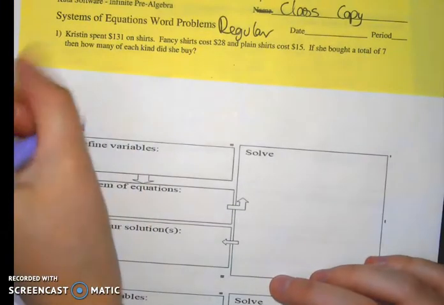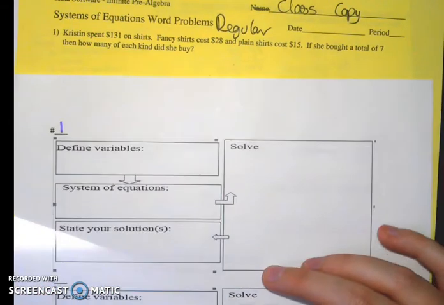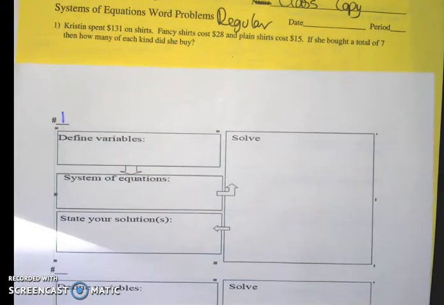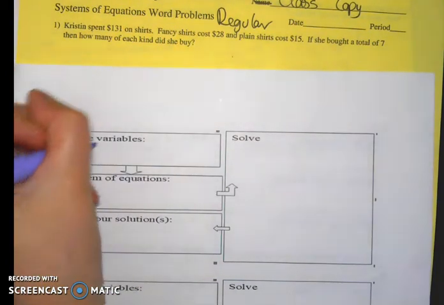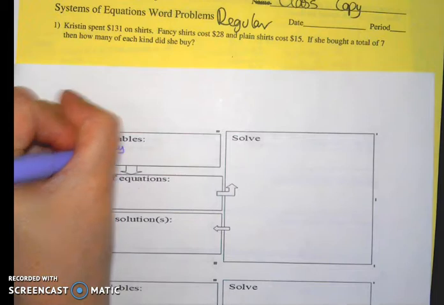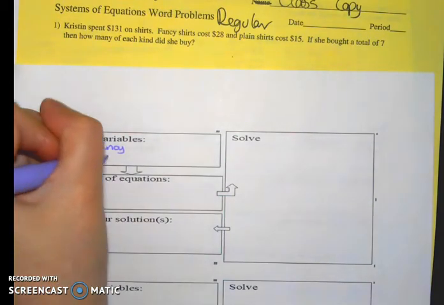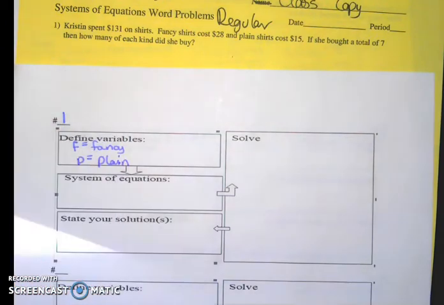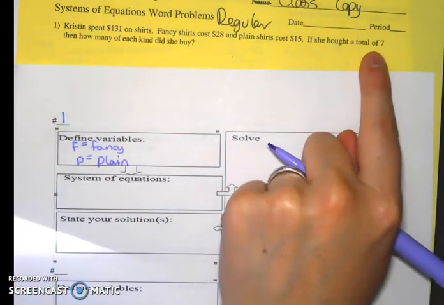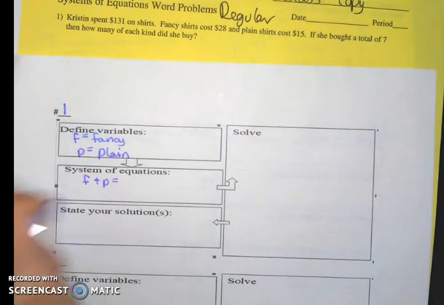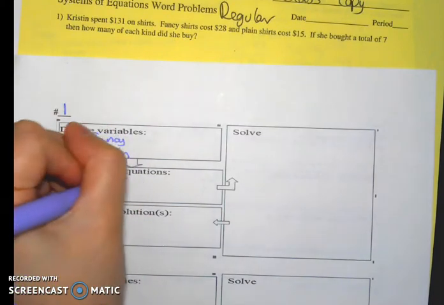Well, first of all, this is number 1. And we need to define our variables first. It looks like there's 2 things coming into play in this problem. There are fancy shirts, so I'm going to say F for fancy shirts. And there are plain shirts, so I'm going to say P for plain shirts. Now I'm going to write my system of equations. I know in total she bought 7. So I know that fancy shirts plus plain shirts, F plus P, equals 7.